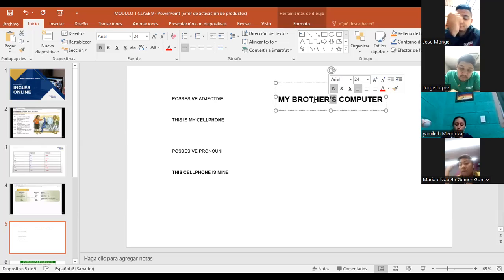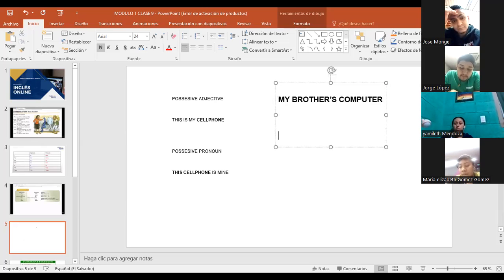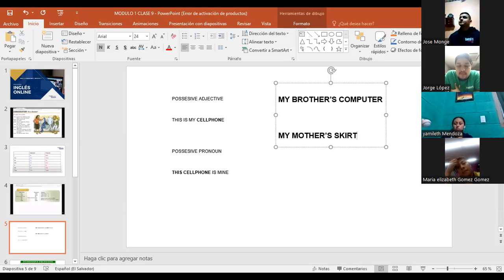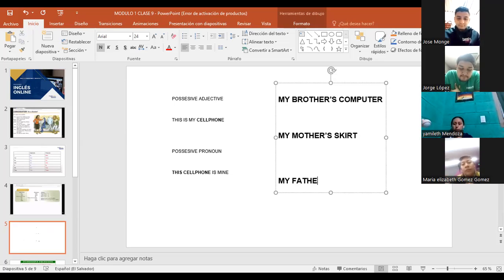De mi hermano, ¿ok? Por ejemplo, si yo digo, my mother's skirt, ¿ok? ¿Cómo se leería esto, chicos? La falda de mi madre. Ahora, let's see this one. Veamos esto. My father's shorts. Okay. ¿Cómo leerían esto, chicos? In Spanish. El short de mi padre. Ah, perfecto. El short de mi padre, right? So you see, guys, así es como se lee, okay? Esta es la S, okay?